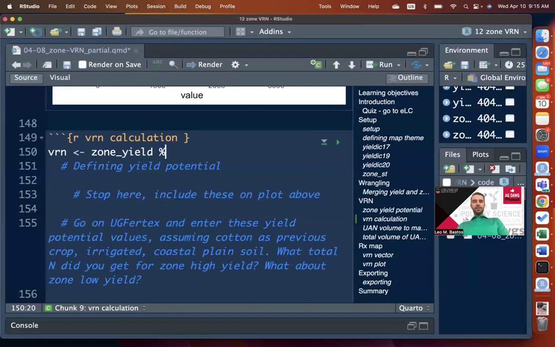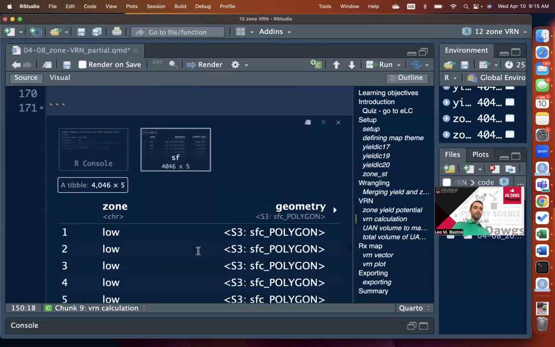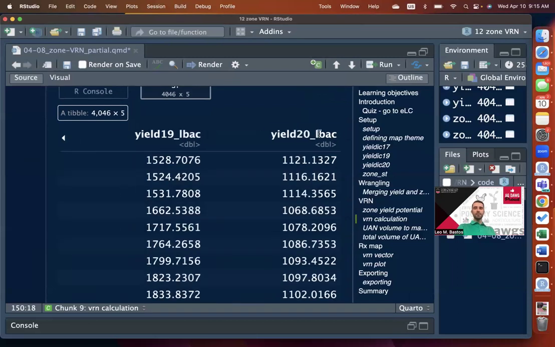I'm just going to print zone yield below so we see it, and we can build an understanding of what we're doing. Zone yield on my side has 4,046 rows. We have this column here for zone that has values saying either low or high, and then we have the three yield columns here.